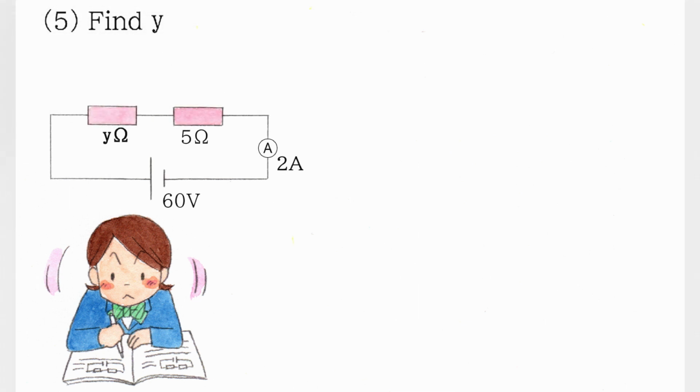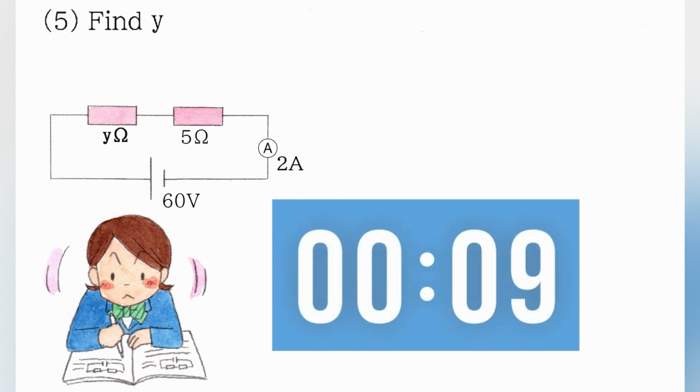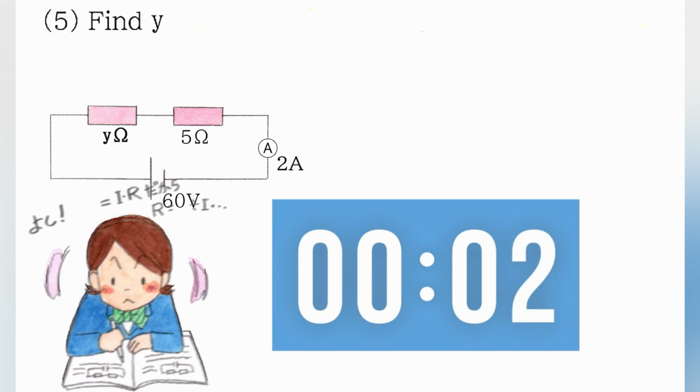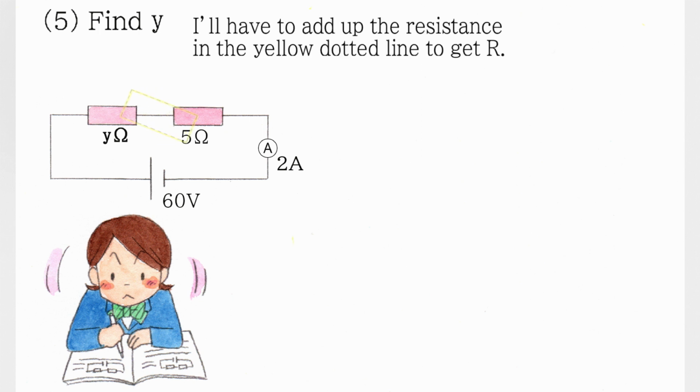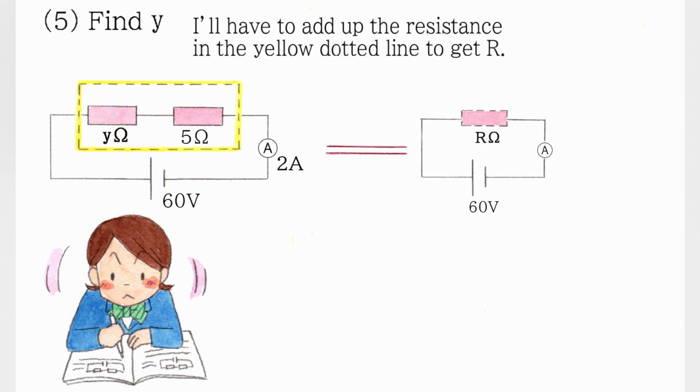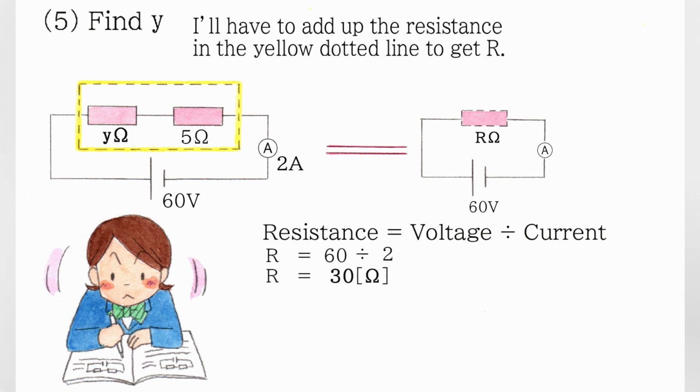No. 5, find Y. I'll have to add up the resistance in the yellow dotted line to get R. Resistance equals voltage divided by current. R equals 60 divided by 2. R equals 30 ohms. And Y plus 5 equals R.